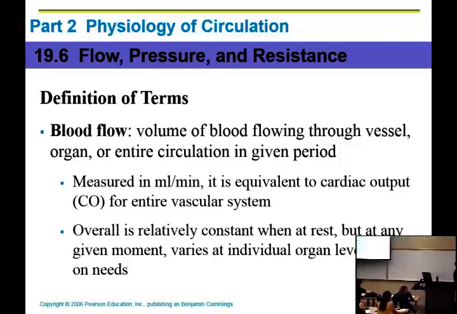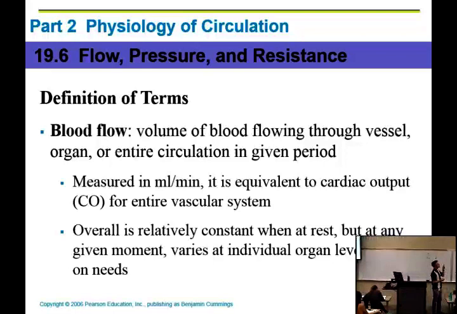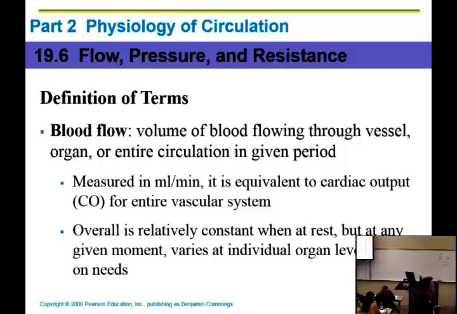Okay. So flow, pressure, and resistance. These are all things that affect circulation. Circulation means that blood is moving around the loop. There are things that facilitate that and help push this blood around, and then there are things that work against it that we have to overcome, okay?